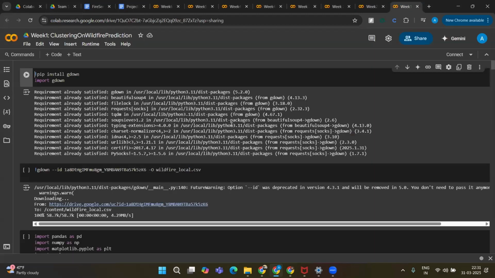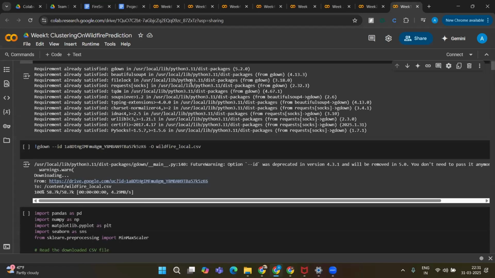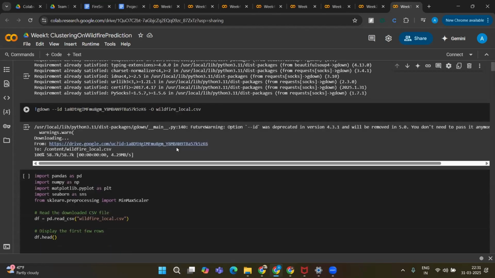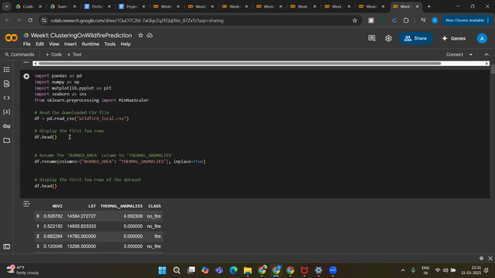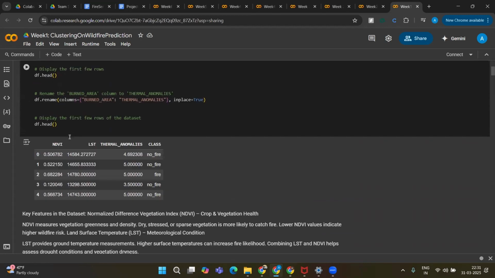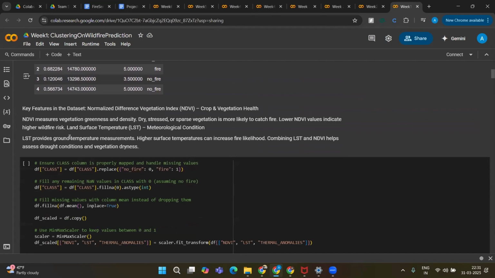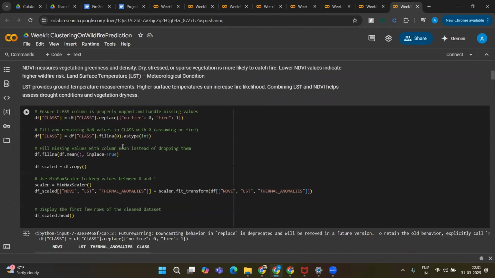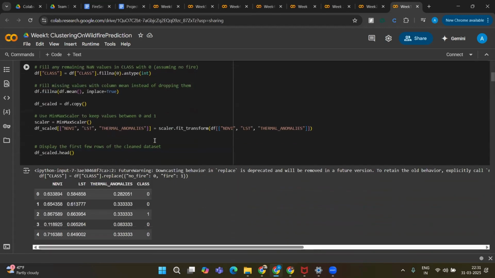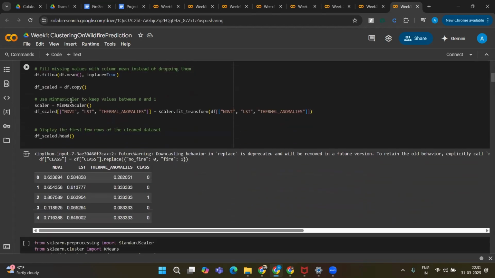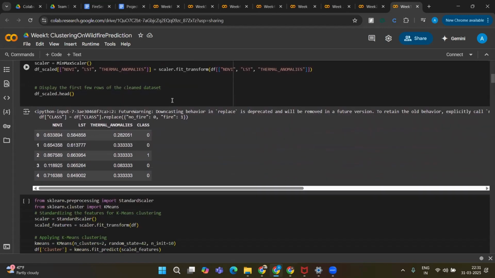So this is the clustering on wildfire prediction. First, we're getting the data set as wildfire local, and then we're reading it over here. Then we're displaying the first few rows. All of this is just the EDA we're doing. And this is all of the cleaning that we're doing, filling the null values, replacing, etc. And then here we're using the min-max scaler to keep the values between 0 and 1. It's nothing but normalizing them.